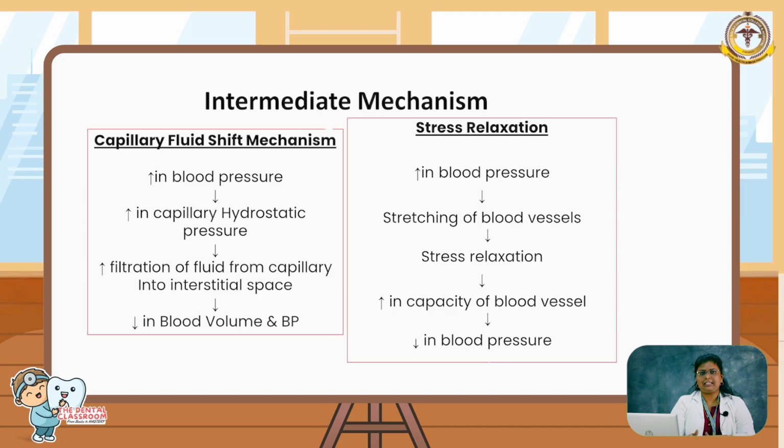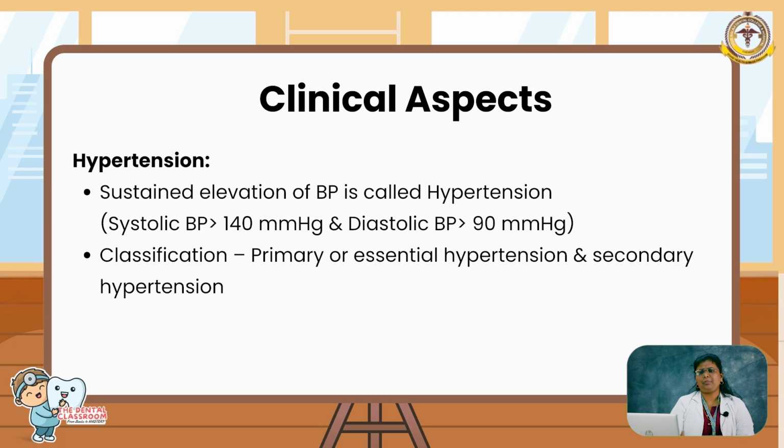If this mechanism is not functioning properly, then it can result in changes in the blood pressure for a chronic period. That is called hypertension. So what is hypertension? Whenever there is a sustained elevation of blood pressure for a longer period, it is called hypertension. Here the systolic BP is more than 140 millimeter of mercury and the diastolic BP is more than 90 millimeter of mercury. This hypertension is classified into two.